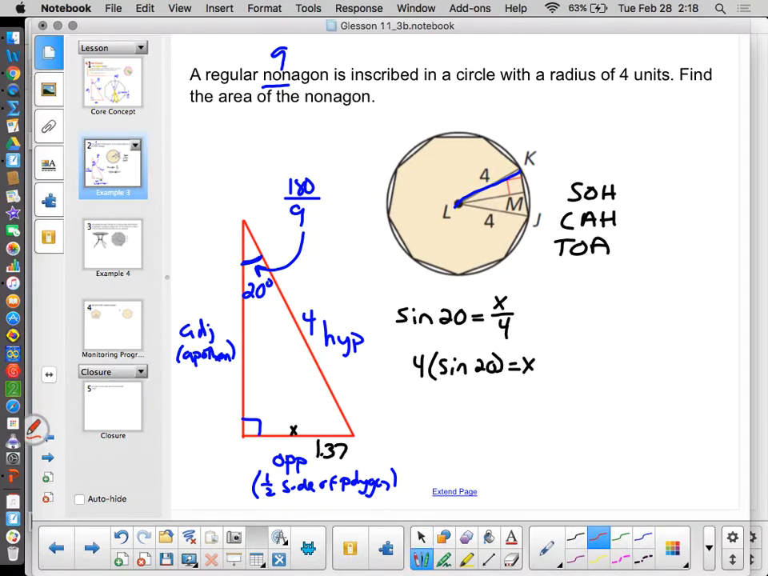For the adjacent, the apothem, I'm going to call that side A. And again, it's adjacent over hypotenuse, so that's cosine of 20 equals adjacent over hypotenuse, which is 4. So 4 cos 20 equals A, which is the adjacent and the apothem, the way we set this up. So 4 cos 20 is 3.76.